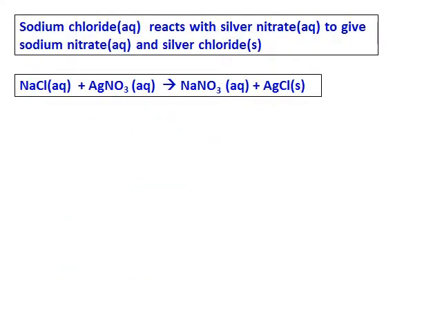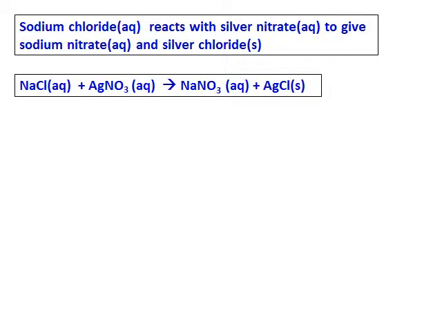Let's do some more examples. Consider this reaction. Sodium chloride reacts with silver nitrate to give sodium nitrate and silver chloride. So to write it in the equation form, write sodium chloride. Sodium chloride will be in the aqueous state because it will be dissolved in water. That's why we put aqueous in parentheses. Silver nitrate is also a soluble salt. Therefore we'll write aqueous in the parentheses.